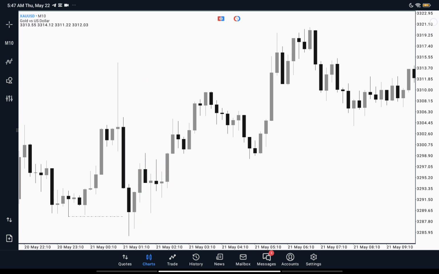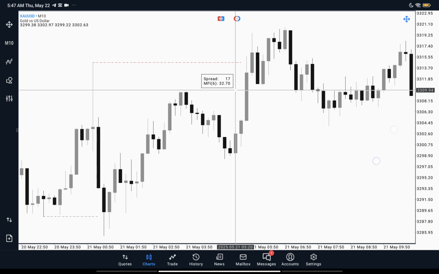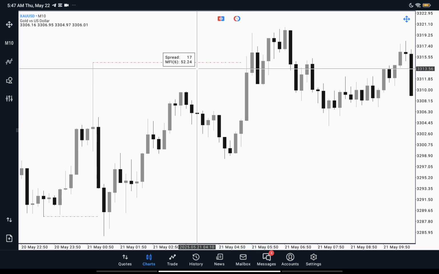So what I was waiting for was the aggressors to come and take out the passive, which they did. So the aggressors came and then they took out the passive right there. As you can see, they took out the passive right at that particular place.